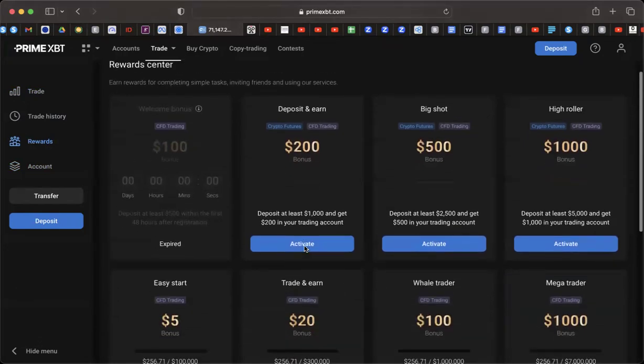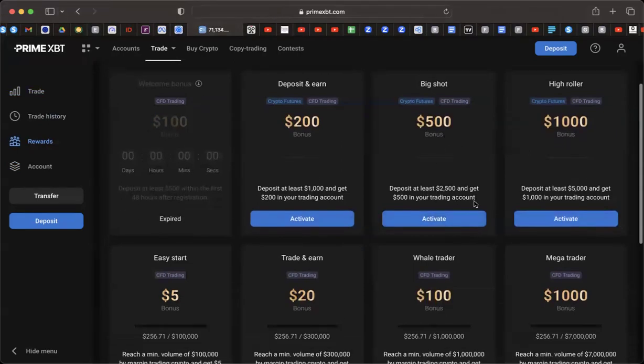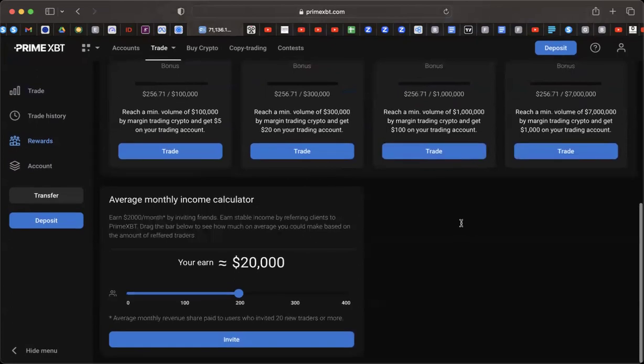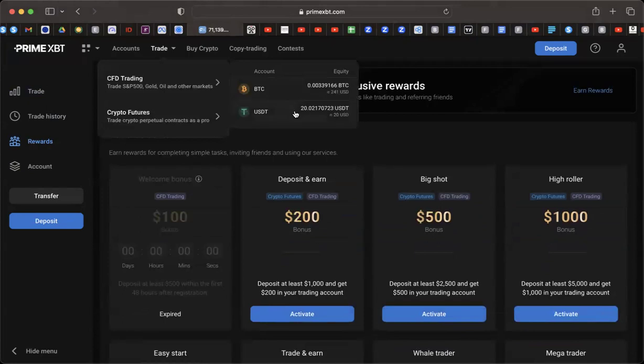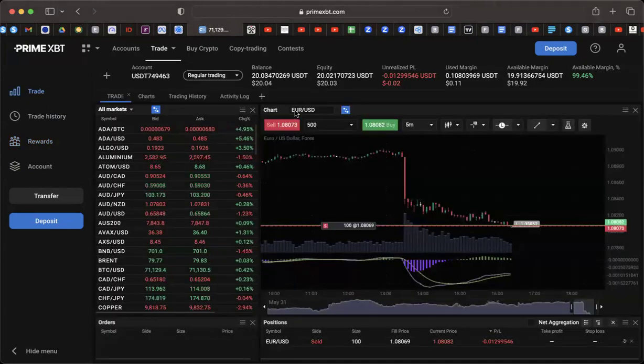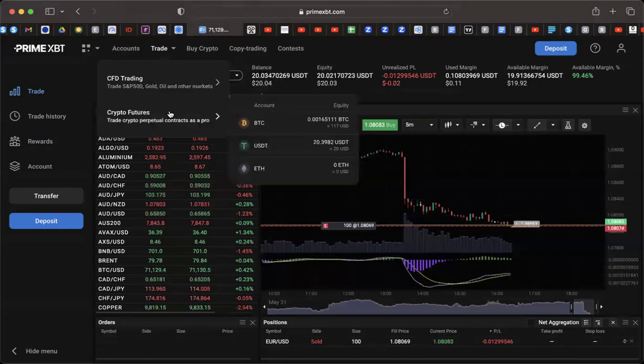Okay, so if you deposit $1,000, I think you can get $200 bonus in CFDs. With $2,500, you have a $500 bonus in CFDs on your account. That's CFDs or futures, and you trade with it. There we go. Go futures.